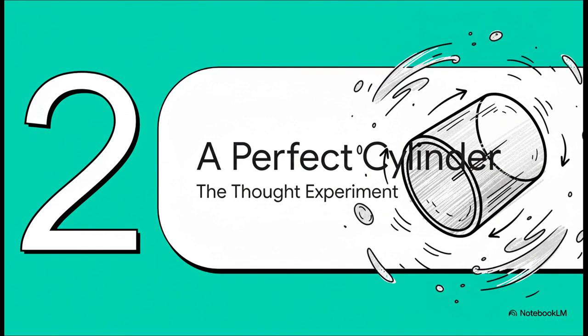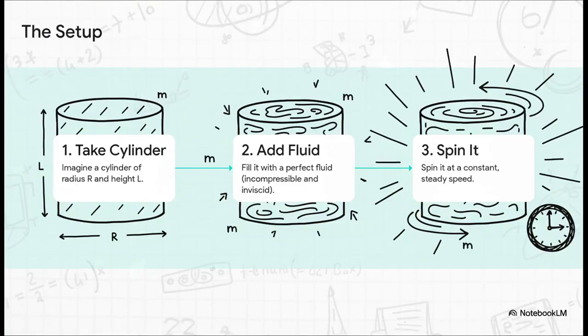Well, the paper we're looking at uses this brilliant little thought experiment. It simplifies the whole problem down to a perfect, idealized model so we can see the effect without any other noise. So here's the setup. You imagine a cylinder, and you fill it with what's called a perfect fluid. Now that just means you can't squish it, and it has zero friction. It's perfectly smooth. Then you spin the whole thing up at a steady speed. This perfect little model lets them get rid of all the messy real-world stuff and just calculate the numbers cleanly.